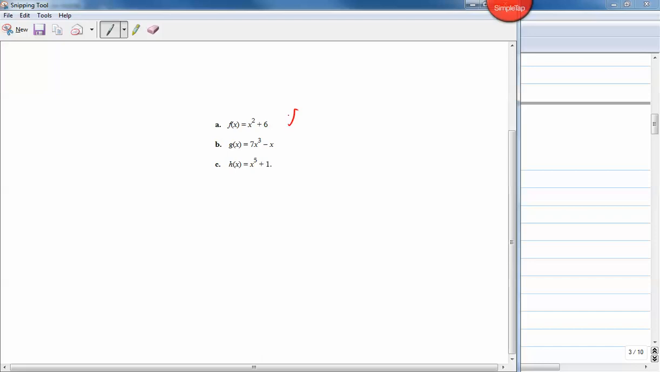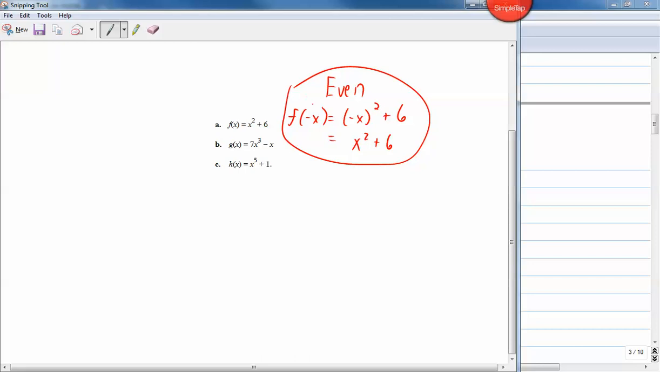Alright, so for this first problem here, for A, if I find f of negative x, it's going to be negative x squared plus 6, or x squared plus 6. So compare what we got with what we started with. It's the same. So that means this is an even function.